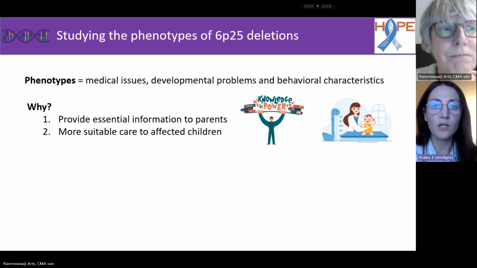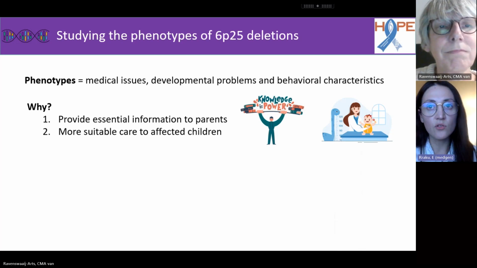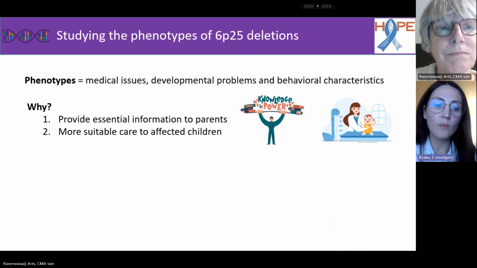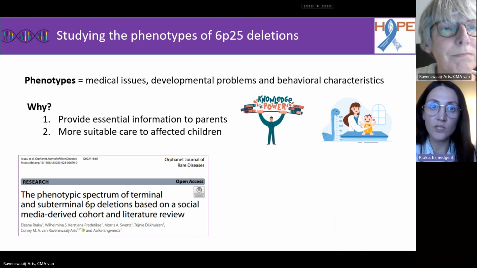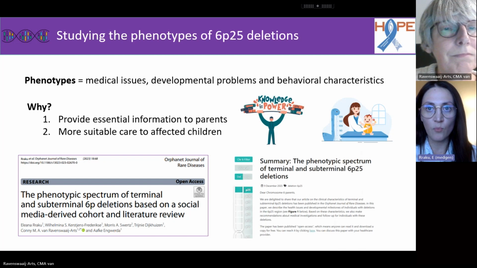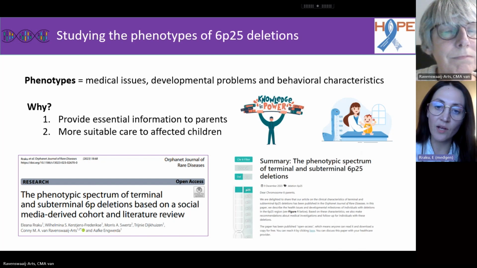Our study on the phenotypes of 6p25 deletions was conducted at the end of 2022, and it got published in a scientific paper this year, which you can find online. Last week, we also published a summary of this paper on our website for parents. If you go on our website and then on results, this will be the first hit that you will get. And in this summary, we also include the link to the original paper if you'd like to read it or discuss it with your healthcare provider.